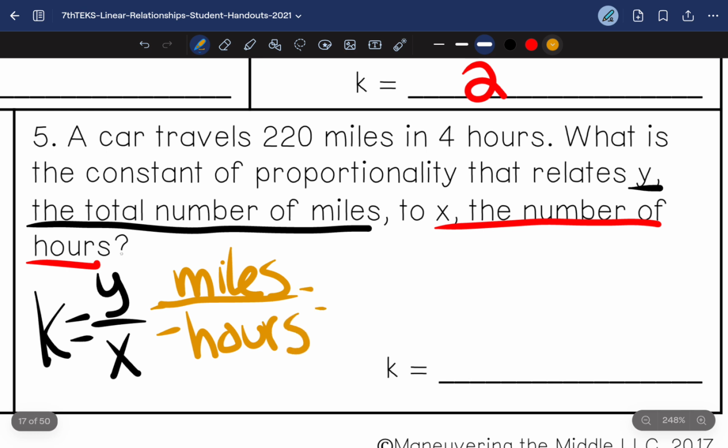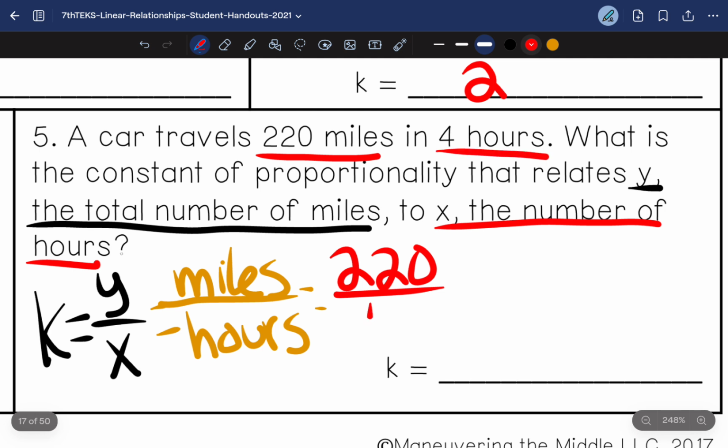And then I'm going to go back and plug those numbers in, and I see that I have 220 miles, so 220 goes on top. And then 4 hours, so 4 goes on the bottom. So then I would do 220 divided by 4, and that would give me 55. So k, the constant of proportionality, is 55.